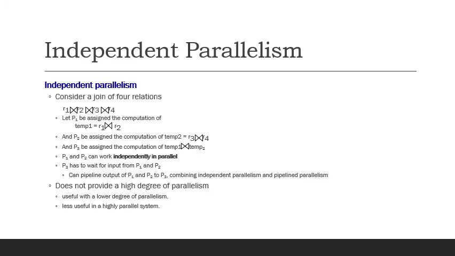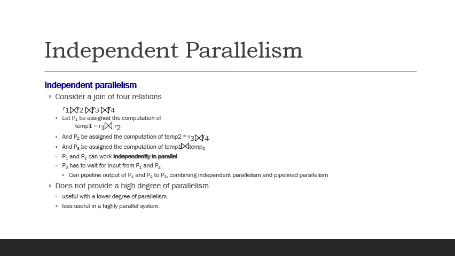Next, let's see independent parallelism. Operations in a query expression that do not depend on one another can be executed in parallel. This form of parallelism is called independent parallelism. Consider the join of R1 join R2 join R3 join R4. Clearly, we can compute temp1 as R1 join R2 in parallel with temp2 as R3 join R4. When these two computations complete, we compute temp1 join temp2.